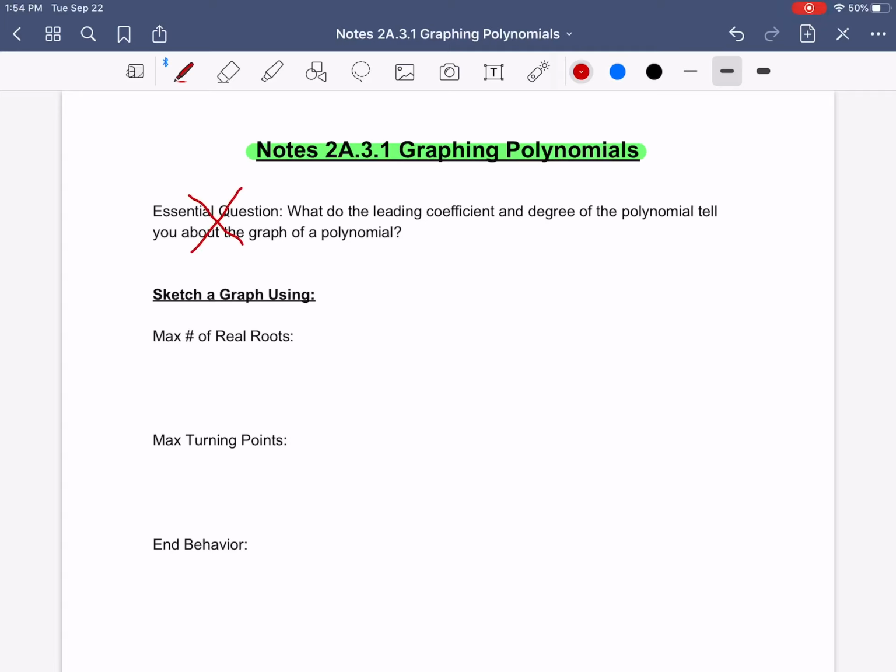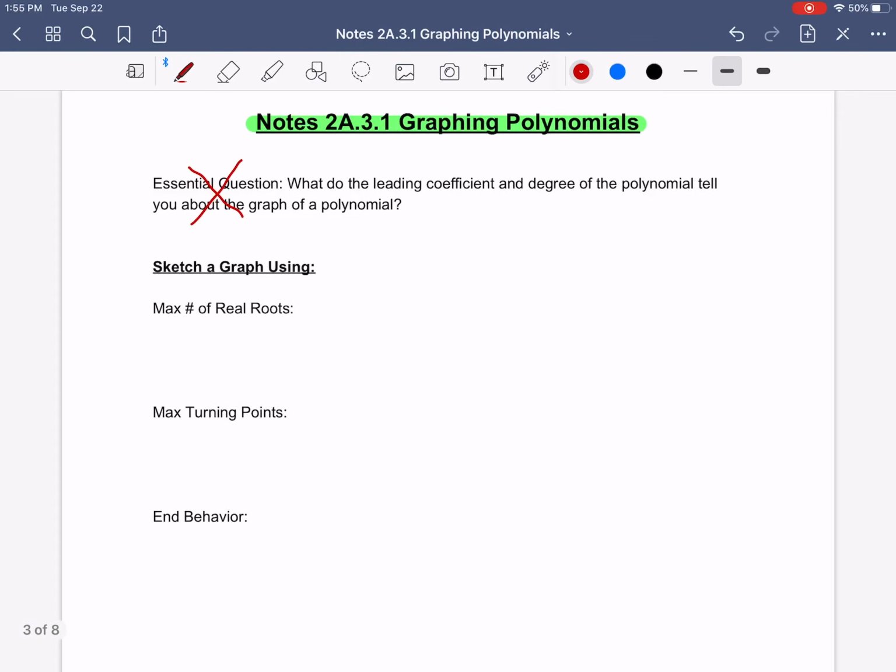So notes 2A.3.1 is graphing polynomials. That's the title for your notes. You don't have to write down the essential question, but basically: what did the leading coefficient and degree of the polynomial tell you about the graph of the polynomial? And then you do have to write down everything that's in black. So sketch a graph using, and then the max number of real roots. Remember, your roots are just your x-intercepts.